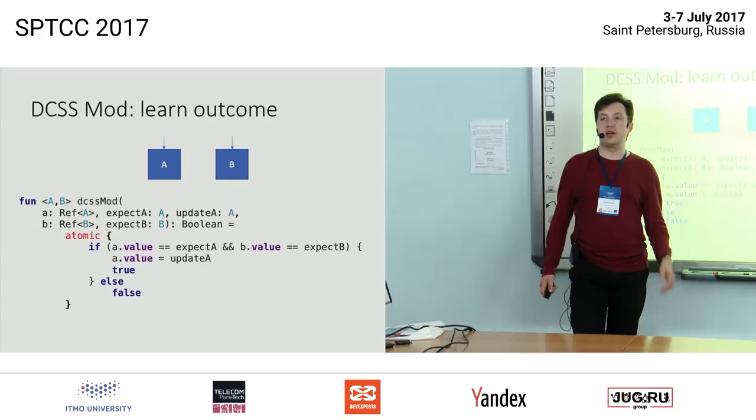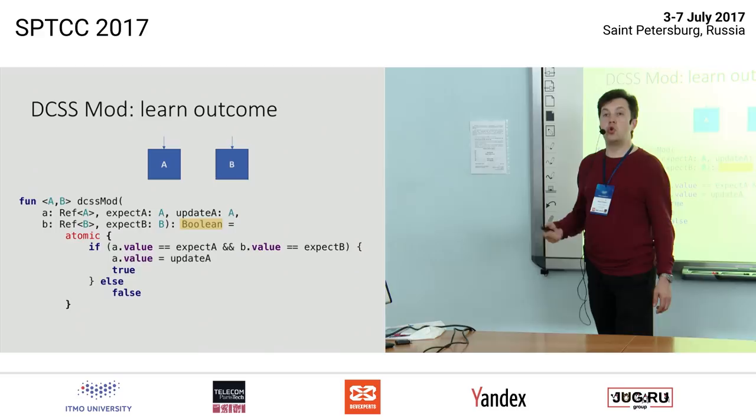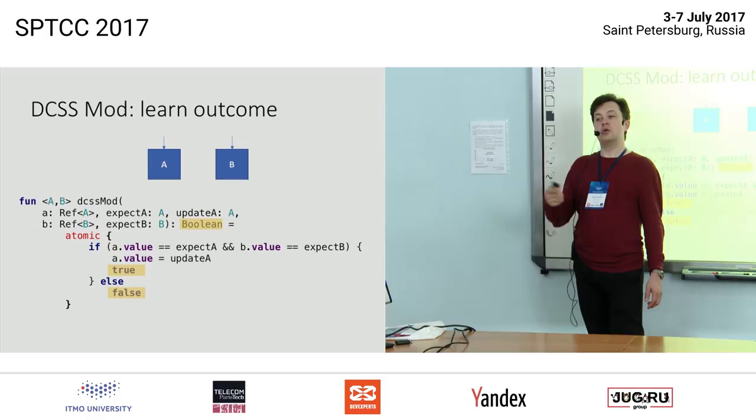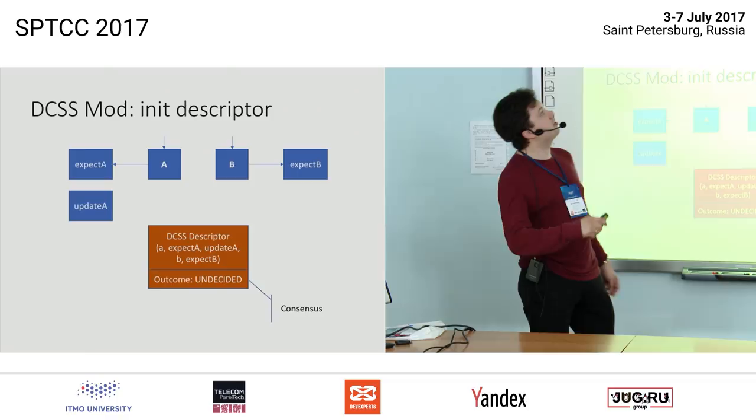So let's modify it. Let's figure out how to learn about the result. What if we want to return a Boolean? What if our formal specification requires us to learn what the outcome was, whether it was true, we updated, or false, we failed, like just CAS does? The technique we'll use to learn the outcome is very important. It's not just about how it's implemented here, it's universally applicable. The way to do it is to add an outcome field to the descriptor.